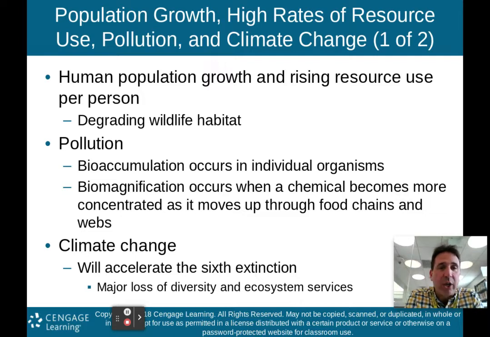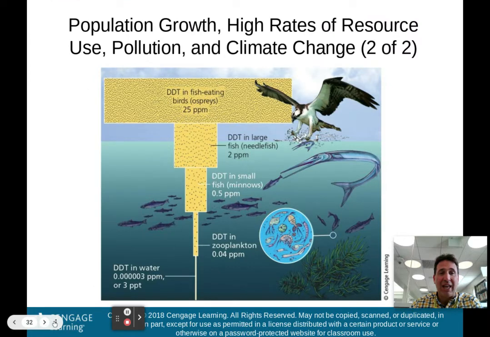Pollution, all right? Bioaccumulation occurs in individual organisms. We have biomagnification that occurs when a chemical becomes more concentrated as it moves up through food chains and webs. So we did talk about this a little bit in a previous chapter. We're going to talk about it again now, okay? That pollution that gets accumulated over time. And of course, climate change, right? Will accelerate the sixth extinction. We're talking about that right now. A major loss of diversity and ecosystem services because of that climate change.